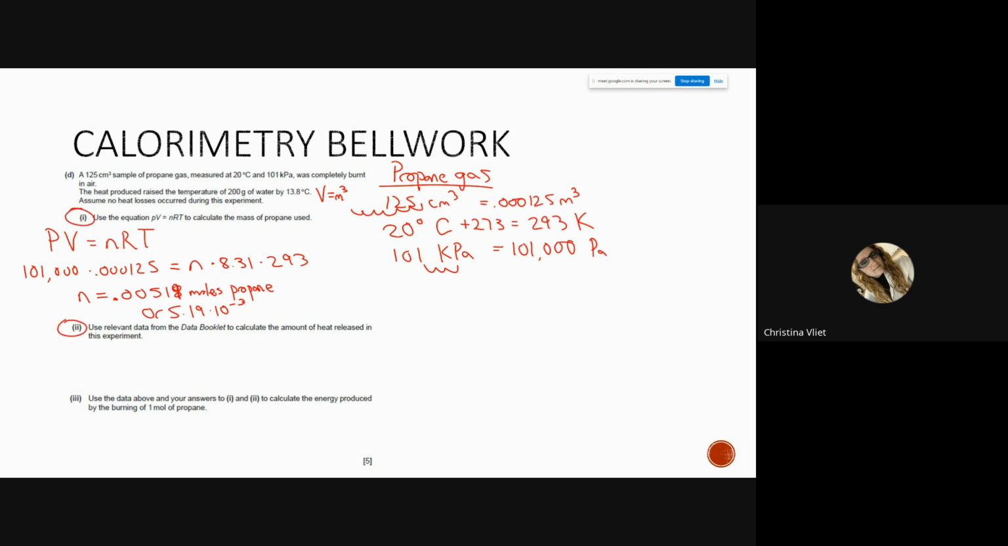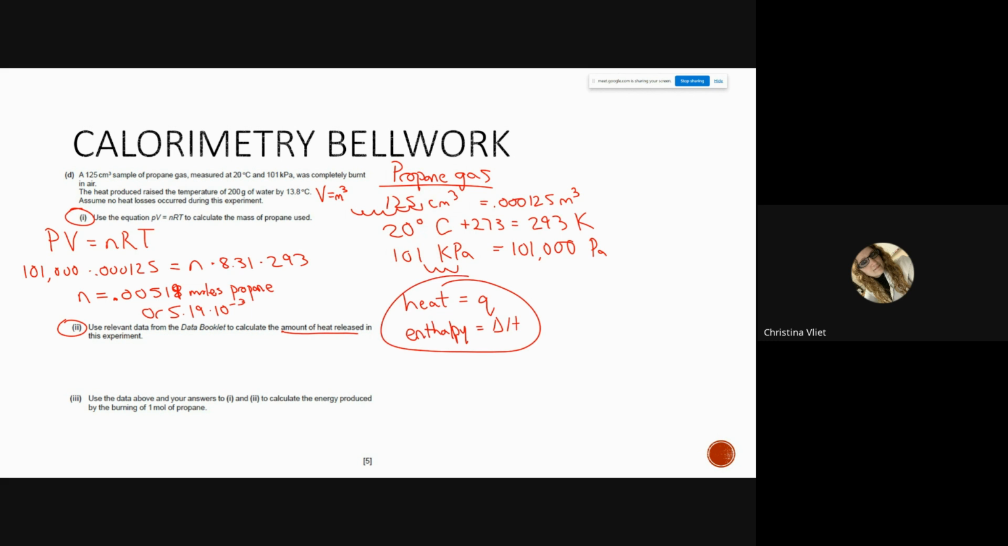Use relevant data from the data booklet, so you can tell this is an older question prior to 2022. You would actually be using the little chart that they gave you with the constants, to calculate the amount of heat released. So underline amount of heat released. What are we looking for? Heat is Q. Remember, heat is Q, and enthalpy is delta H. You're going to want to write that down.